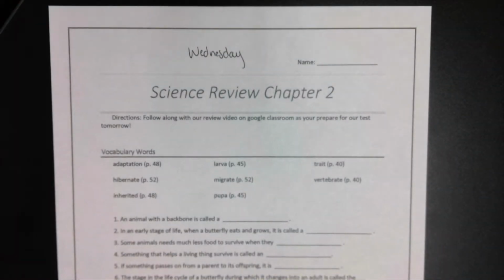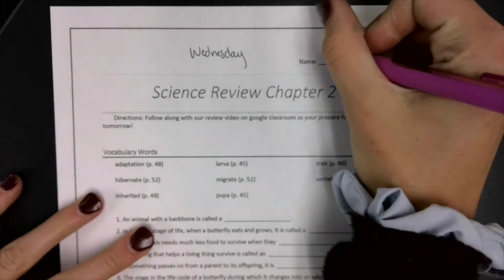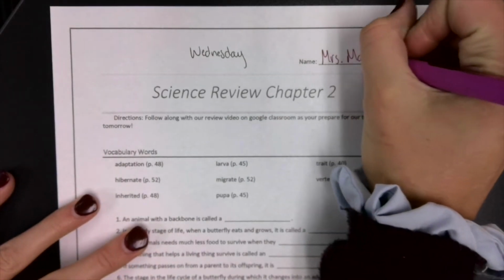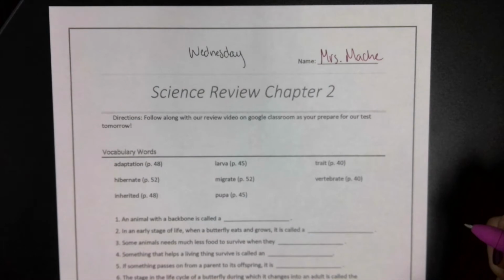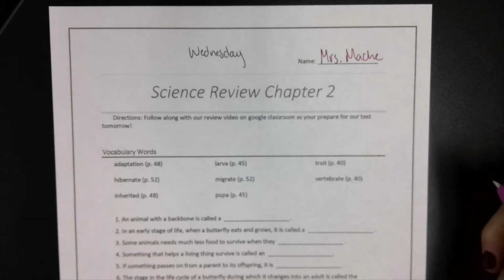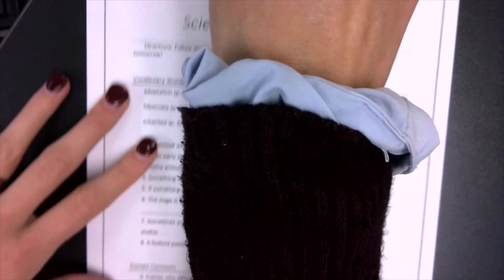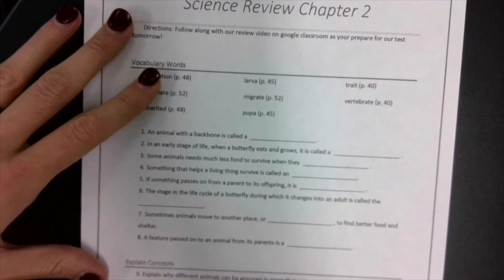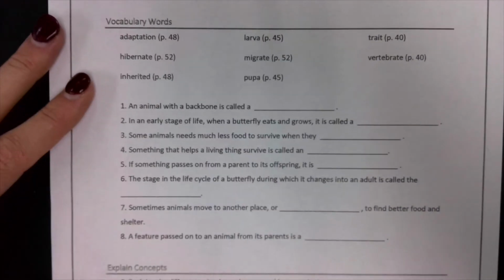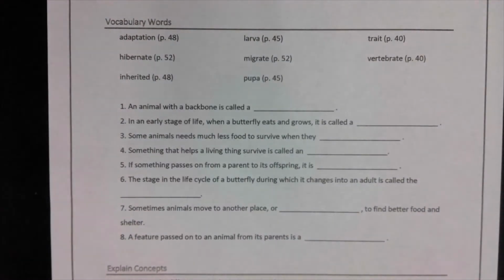Hey, we are following along with our Science Chapter 2 review. Names should be at the top. First thing we're going to do is look at our vocab words. We're going to make sure that we match our vocab words with a word down here. We should use all of the words once.